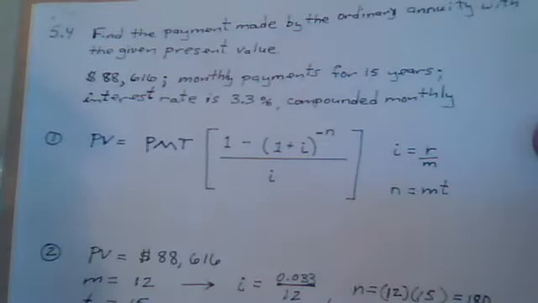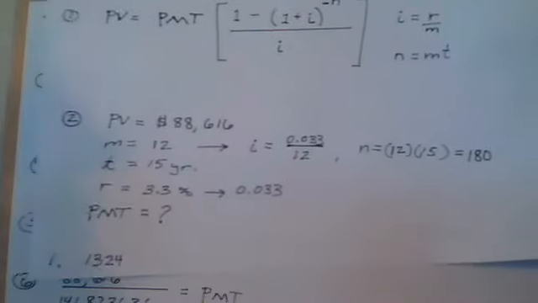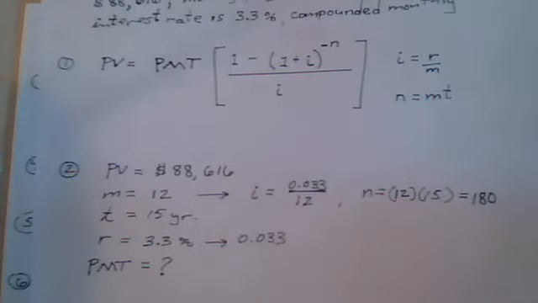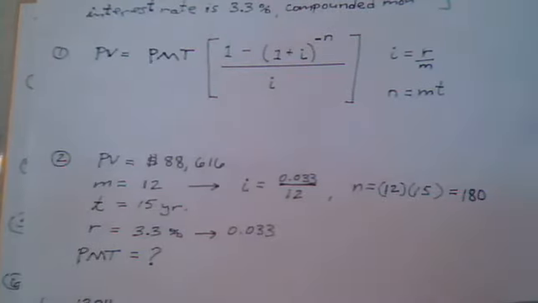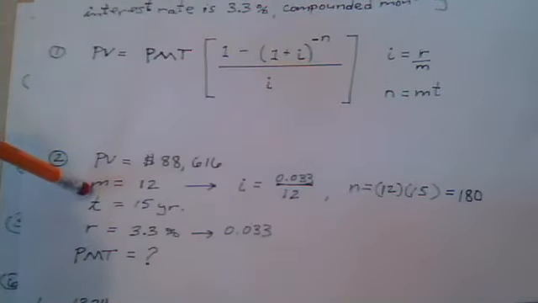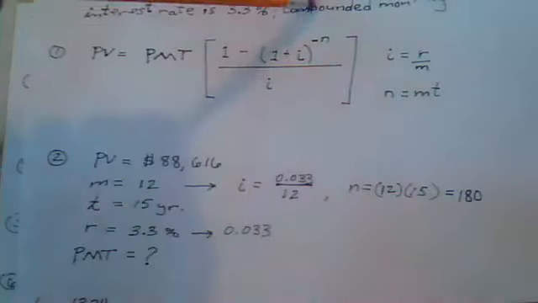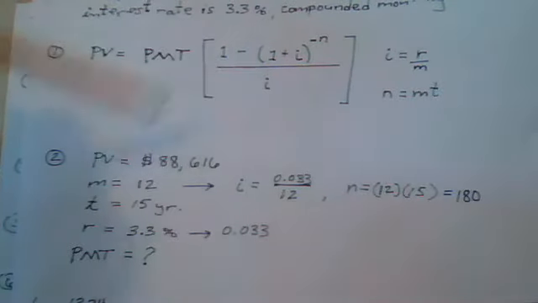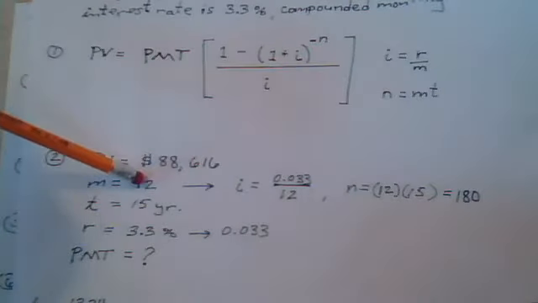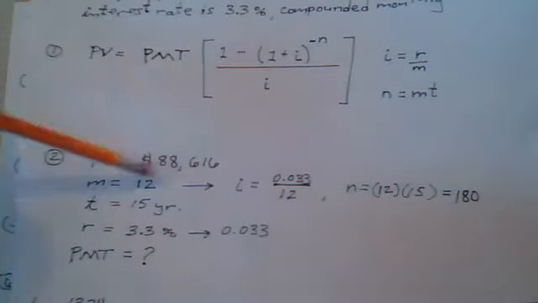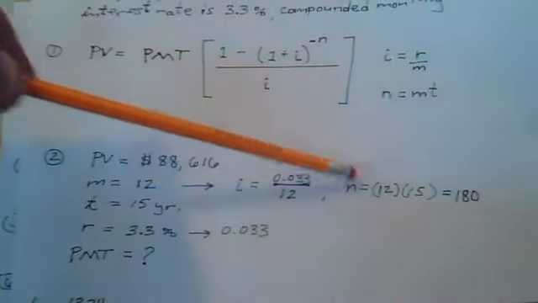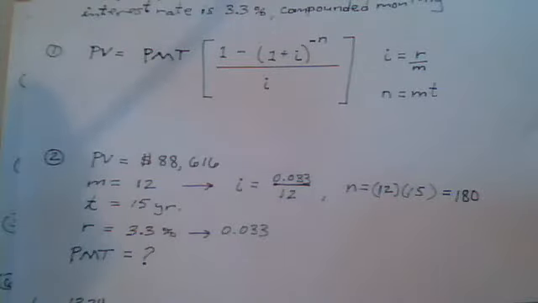Then jot down all the information they give you and what's missing. So they tell us the present value is $88,616. This M equal 12 came from compounded monthly. This is the period. So if it's compounded monthly, M is 12. And then since the M is involved in both of these, notice there's an M here and an M here, we go ahead and set it up for I and N so we can know what I and N are.